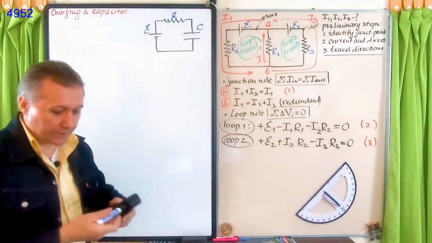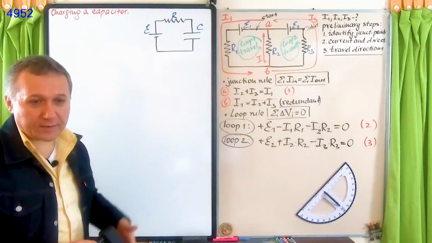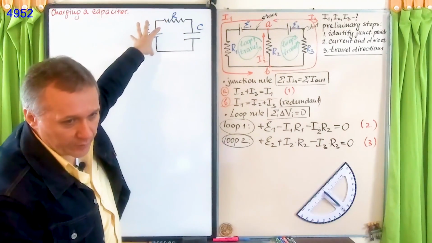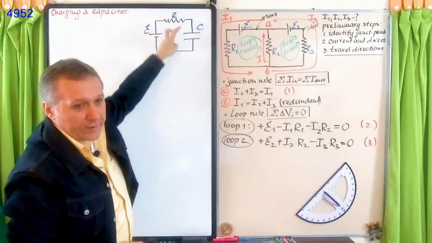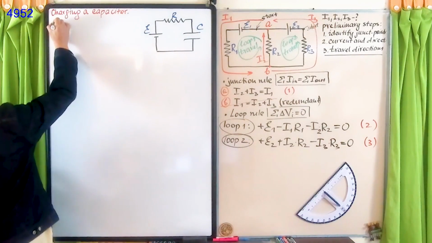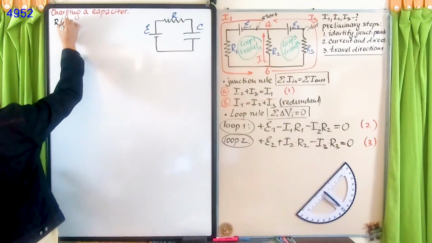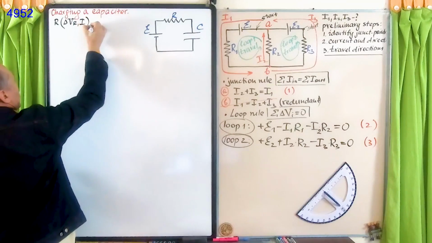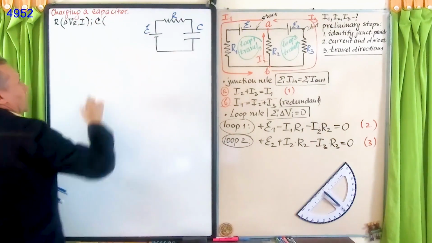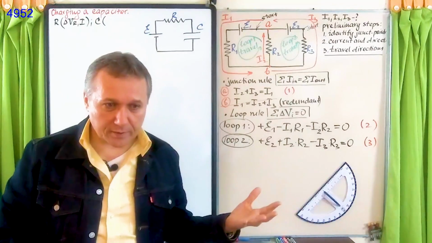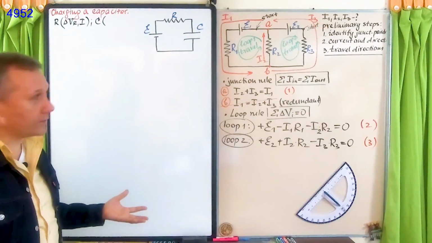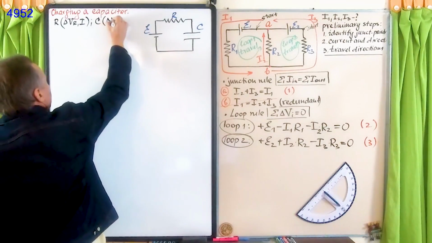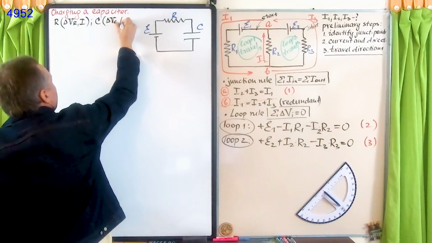So we need to analyze it. What does it mean to analyze this circuit? We need to know everything about the battery, resistor, and capacitor. We know everything about the battery already. About the resistor, we need to find the potential difference across the resistor, and the current through the resistor. And about the capacitor, what do we need to know? The potential difference across the capacitor and the charge.